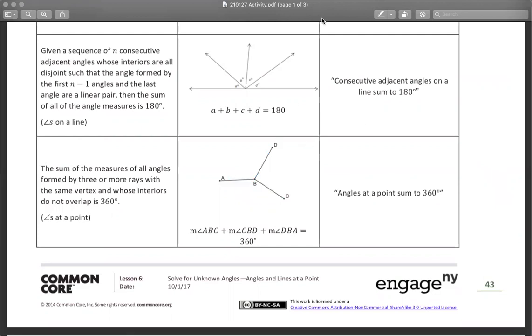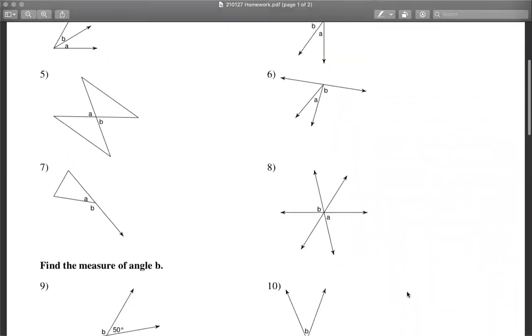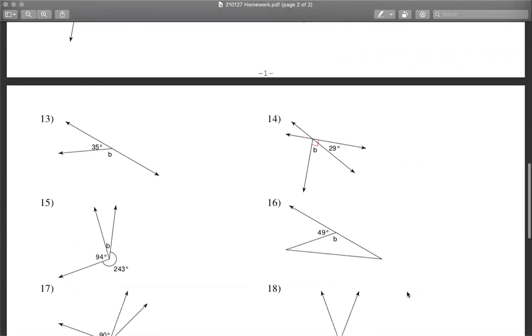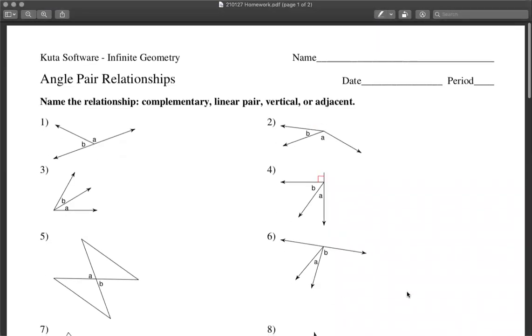Now I'm going to change what I'm sharing to look at your homework for tonight. For your homework tonight, you're going to be doing all of the odd problems on this page. So I'm going to run through some of, not all of, but some of the even numbers.